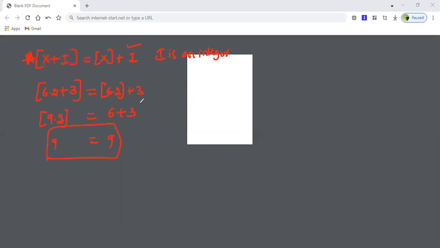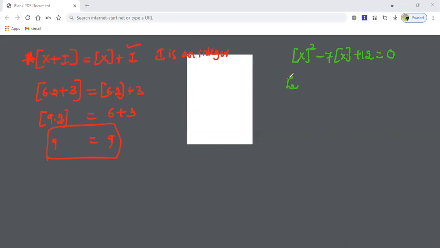Okay, so we'll solve some simple examples here. So let's understand some examples. Suppose they ask us to find the value of x, not the integer value of x. They're asking us to find the value of x here. It is given that the greatest integer of x squared minus 7 times the greatest integer of x plus 12 is equal to 0. Okay, so this is the given problem.